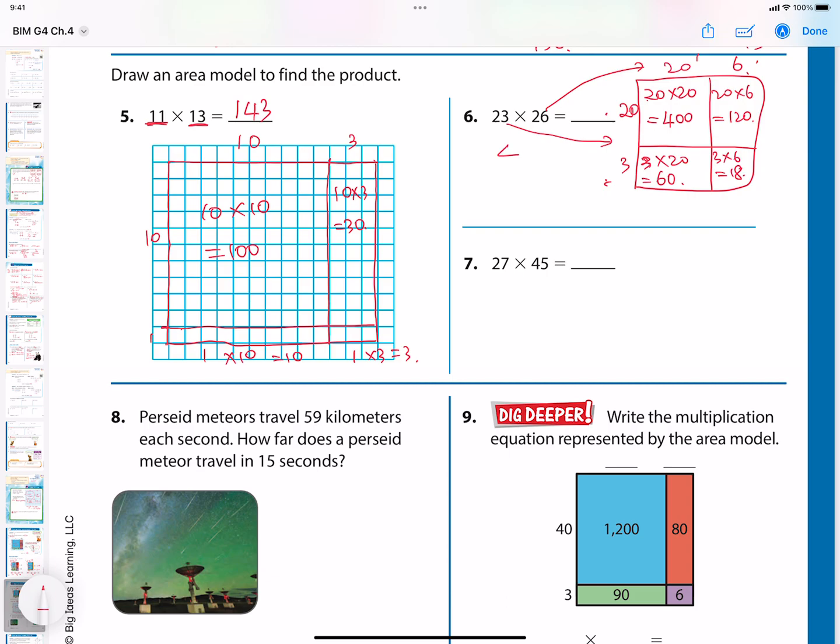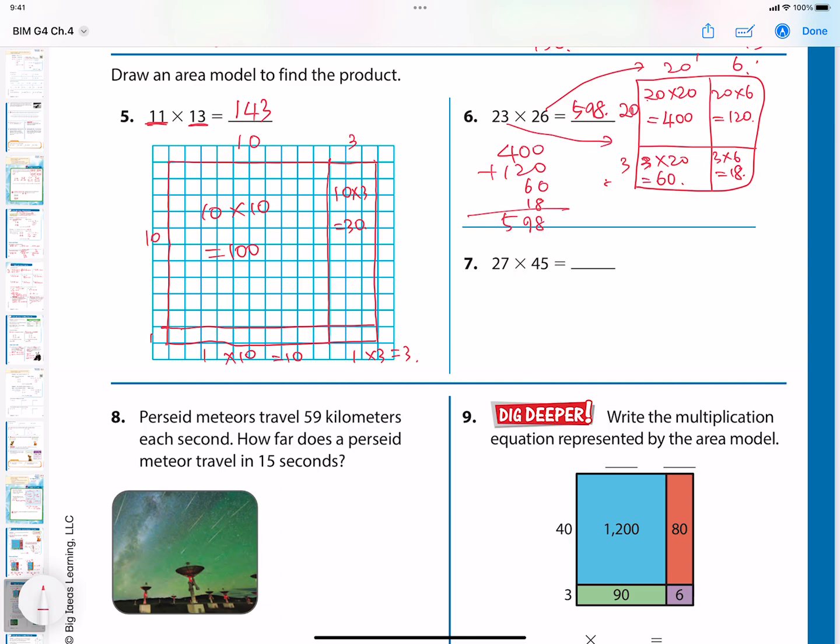Now add them all together. 400 plus 120 plus 60 plus 18. 8 and 9, 5. So 598. You got it? If you don't, doesn't matter. Check over, rewind. Okay, rewind this video and then see what you skipped or what you forgot to do.